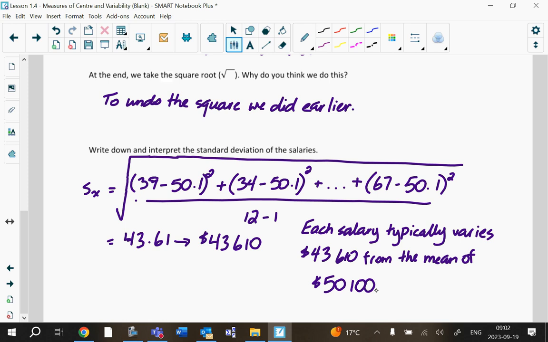Notice I'm using words from the problem, not just saying the standard deviation is 43,610. Okay. Any questions so far? Okay, let's look at the last one.